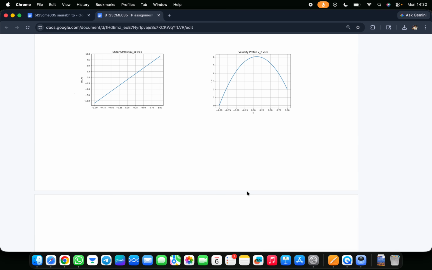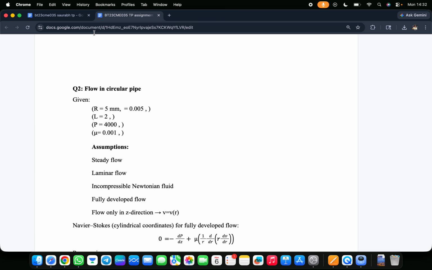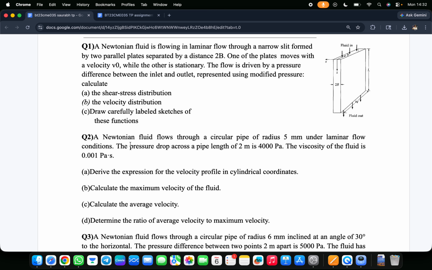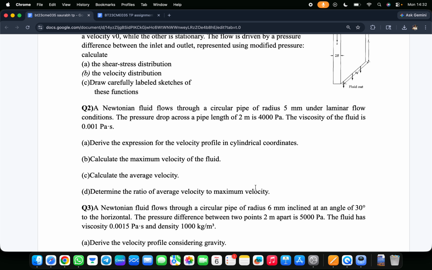Now we will move to the second question. What it says: a Newtonian fluid flows through a circular pipe of radius 5 mm under laminar condition. The pressure drop across a pipe length of 2 meters is 400 Pascal. The viscosity of the fluid is this much. Derive the expression for the velocity profile in cylindrical coordinates. Calculate the maximum velocity of the fluid. Calculate the average velocity. Determine the ratio of average velocity to maximum velocity.